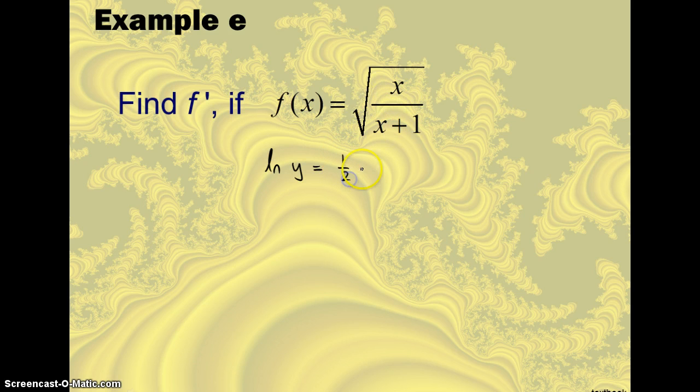I'm going to bring that 1/2 out front, ln of x minus, now you've got to be a little careful here. It's not just the x that's being square rooted, it's the x plus 1 as well. So when I write the ln of x plus 1, it also gets a 1/2 out front.